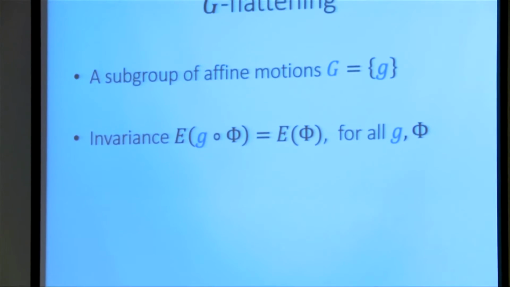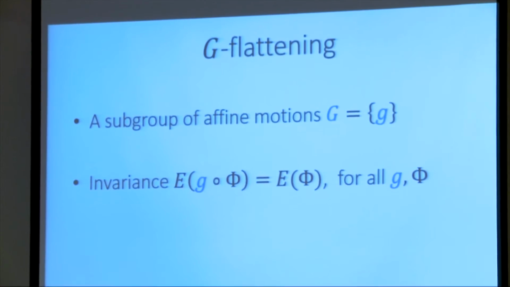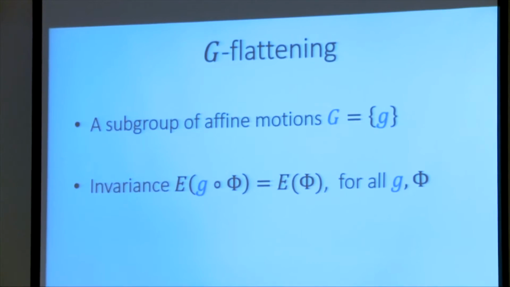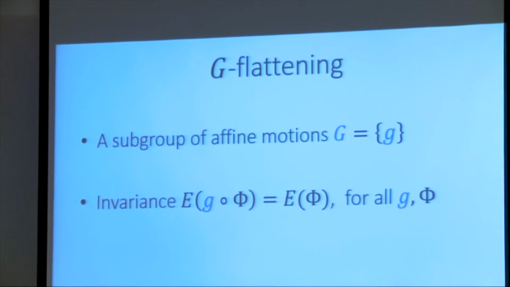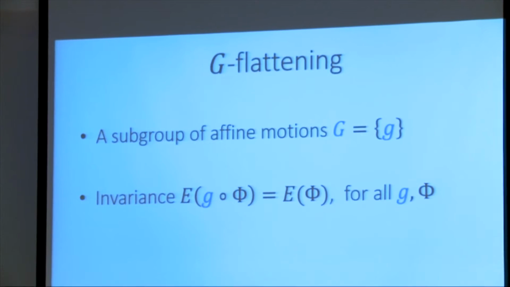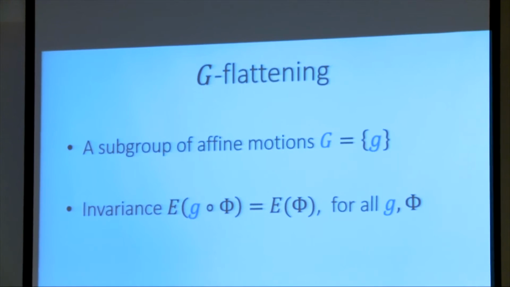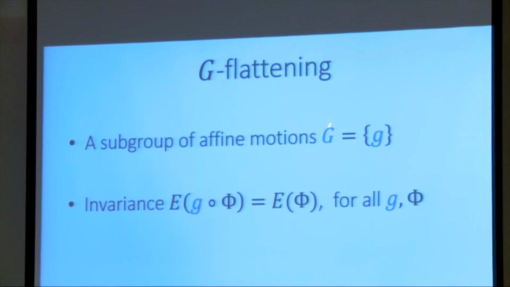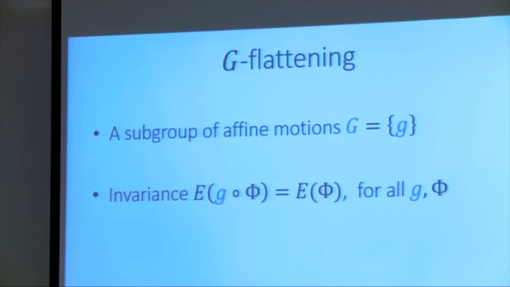What we suggest is that instead of doing that, we take a group. In particular, we take a group which is a subgroup of the affine motions. For example, translations, rotations, and scaling, like similarities, okay, in the plane. So rotation, isotropic scale, and translations. That's the subgroup of affine motion. And we choose it such that the energy is invariant to composition with that group.